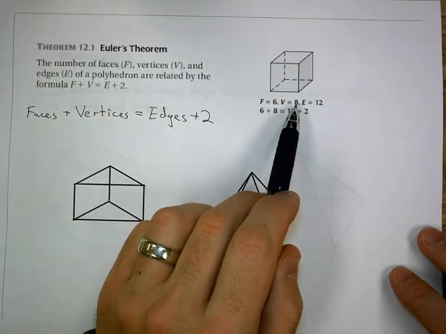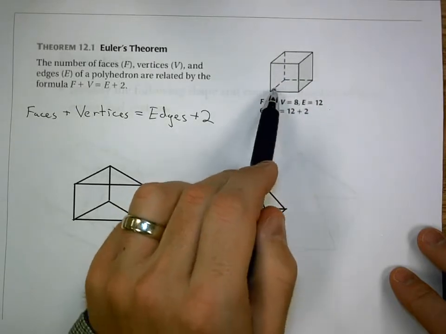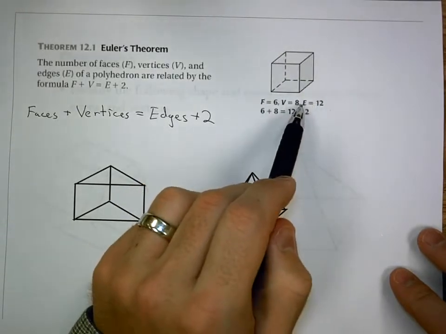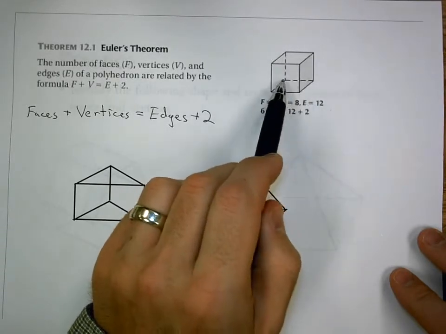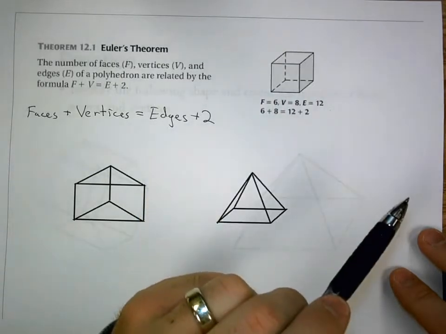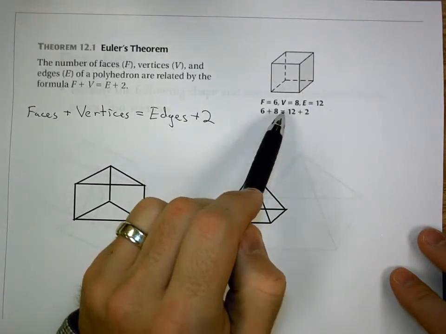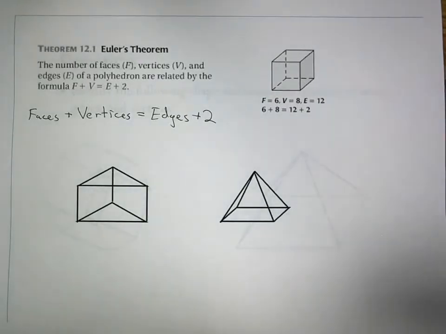Vertices, 8. That's the corners, 1, 2, 3, 4, 5, 6, 7, 8. Okay? And edges are the lines you draw. If we look at the top, we have 4 there. The bottom, we have 4 there, and we have 4 connecting. That gives us 12. So 6 plus 8 equals 12 plus 2, 14 equals 14. That is a true statement. We know the relationship is true.